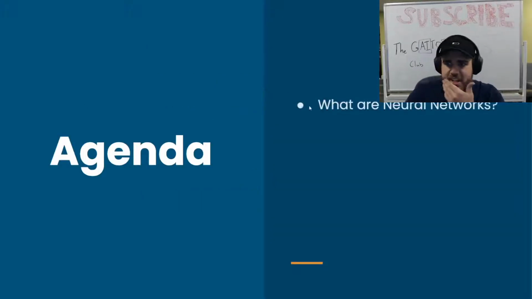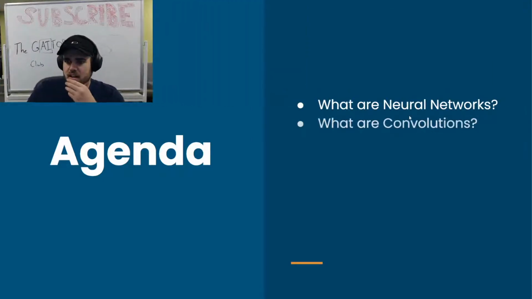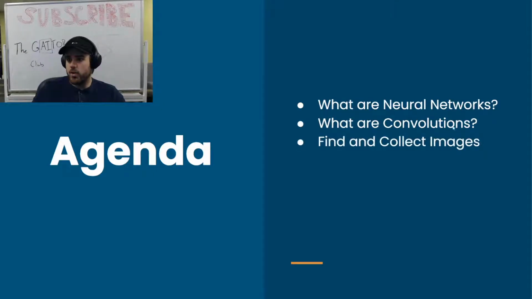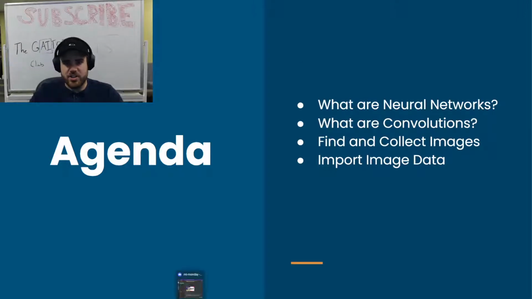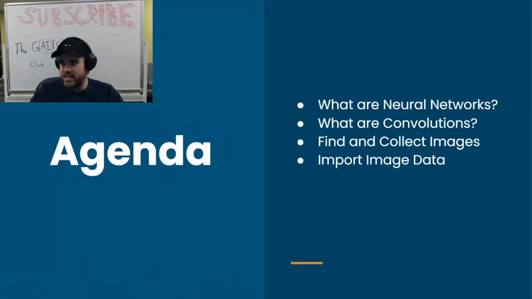Today we're going to start by talking about what neural networks are. Then we're going to talk about what convolutions are. If we stick those two together, we get something called a convolutional neural network, which is the main topic for today. Once we're done talking about what a convolutional neural network is, we're going to talk about how to find and collect images. Today we should hopefully get to importing image data, which is what I just went through. If you didn't see the link, it's in the chat.